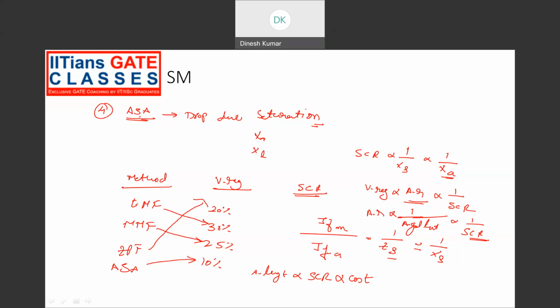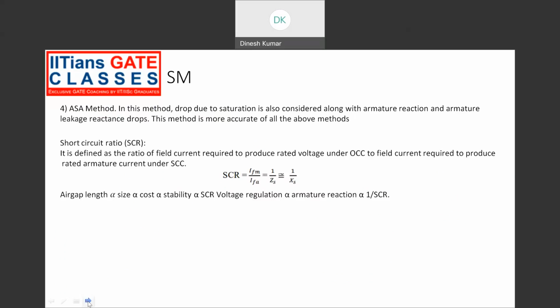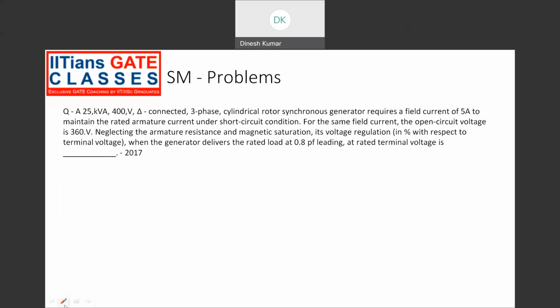Let's try to solve one example question. So this is what I have discussed in the earlier slide. Okay, we'll see this question. So given 2017 question: a 25 kVA, 400 volt delta connected three-phase cylindrical rotor synchronous generator requires a field current of 5 amps to maintain rated armature current under short circuit conditions.